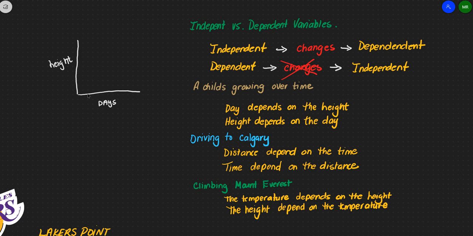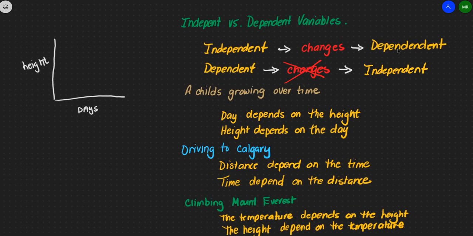What we are going to be calling the independent variable, it changes the dependent variable. So whatever happens to the independent variable, it changes the dependent, but not the other way around. The dependent variable has no effect on the independent variable. So let's look at a couple of examples to kind of get an idea of what this actually means.